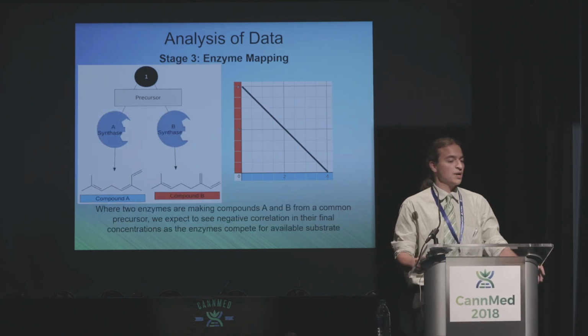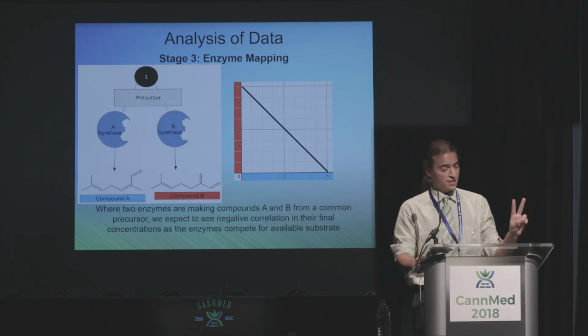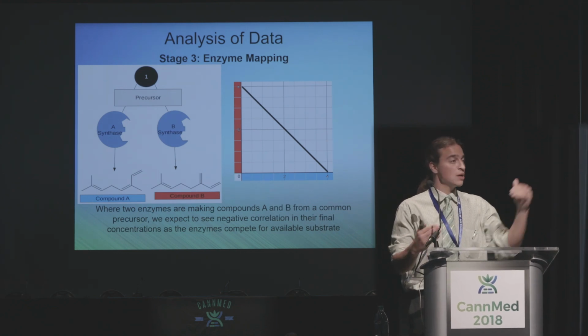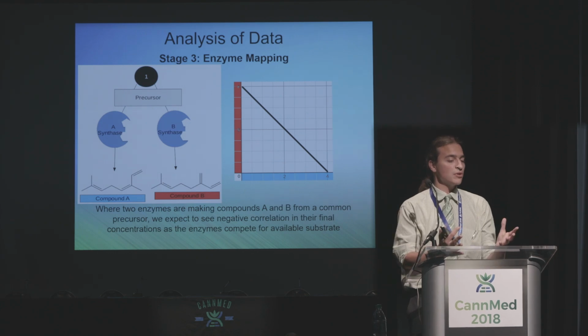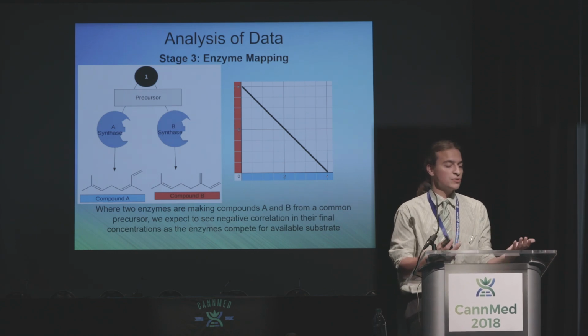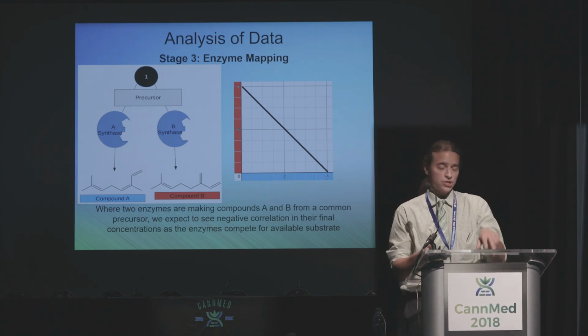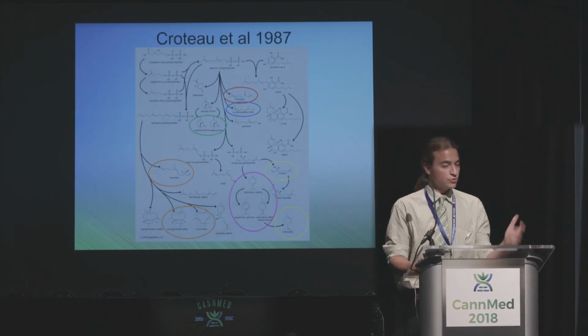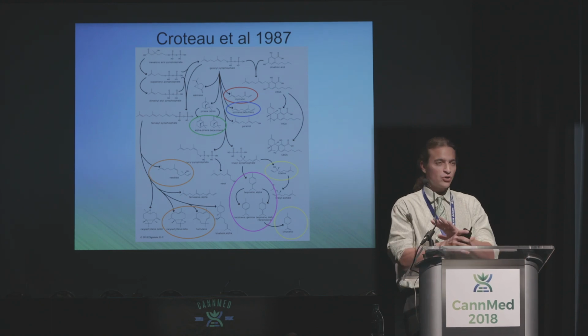When we see two compounds that have a common precursor but have two enzymes, we will see a competitive situation where their sum is relatively constant. As the amount of the precursor is competed for by the two substrates, we see a negative correlation in the concentration of those two compounds. So using these principles, we looked at Croteau's 1987 paper to kind of create a landscape, if you will.